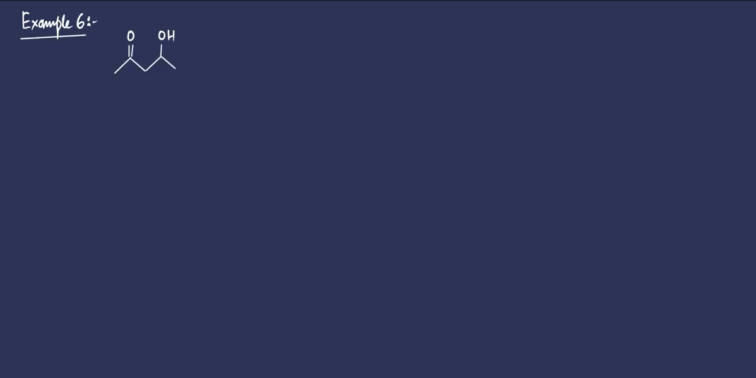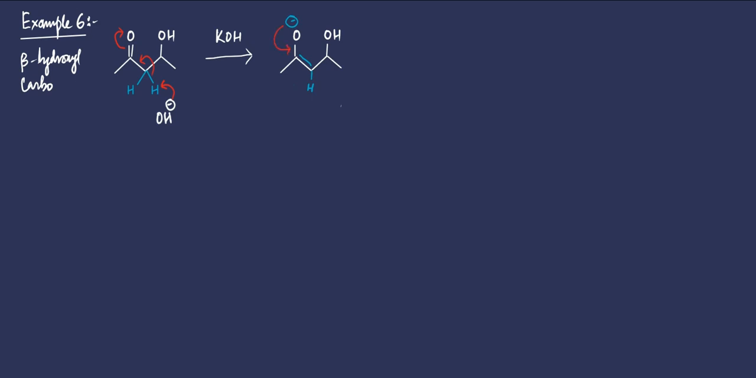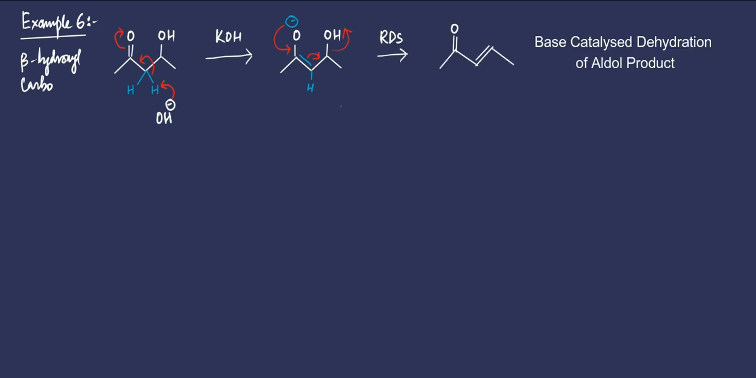Another example is this beta-hydroxycarbonyl compound, which is an aldol addition product. These cyan blue hydrogens are adjacent to a carbonyl group, which makes them acidic. Thus, upon treatment with the base potassium hydroxide, the cyan blue hydrogen is abstracted to form an enolate anion. The enolate ion can push out this leaving group, hydroxyl anion, to form this alpha-beta unsaturated carbonyl compound as the product. If you pay attention, you will see this is the base-catalyzed dehydration step of the aldol product.